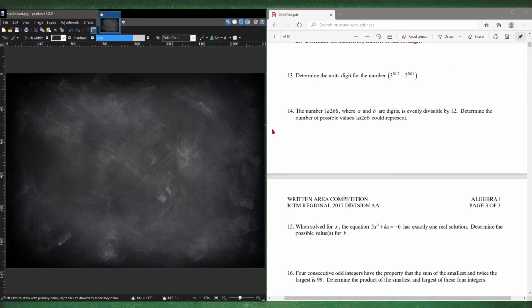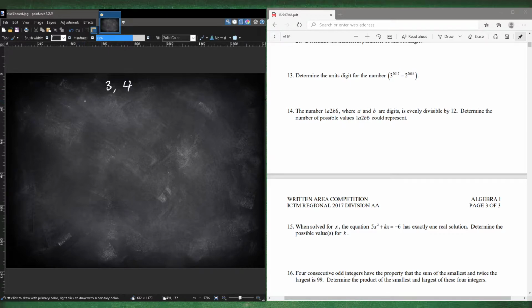The number 1a, 2b, 6, where a and b are digits, is evenly divisible by 12. Determine the number of possible values 1a, 2b, 6 could represent. So basically, we know it's divisible by 12. That means it must be divisible by 3 and 4 also, because that's what makes up 12.